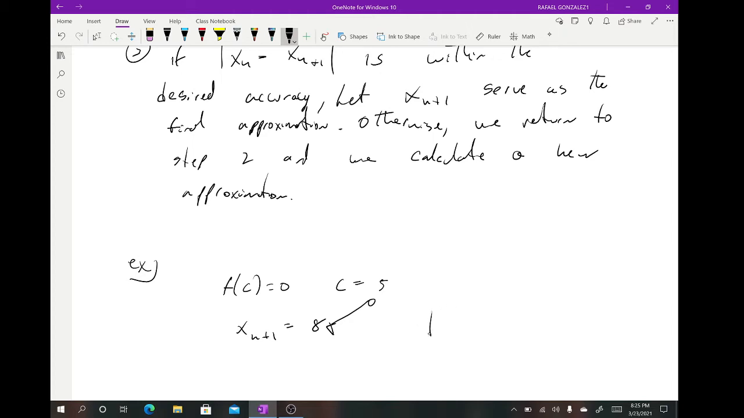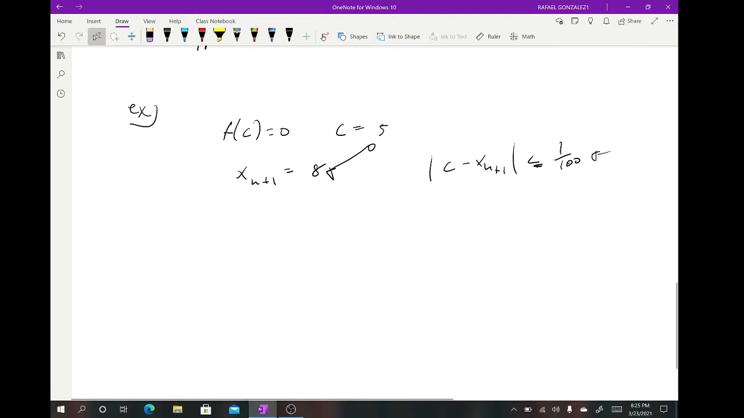We want this distance between c and x_{n+1} to be, let's say, less than or equal to 1 over 100. We want this distance between these two numbers to be very small, even smaller than this. I mean, this is not that small of a number, all things considered, but we want that distance to be very small so that we will have a more accurate approximation. All right, so let's see this problem in action.